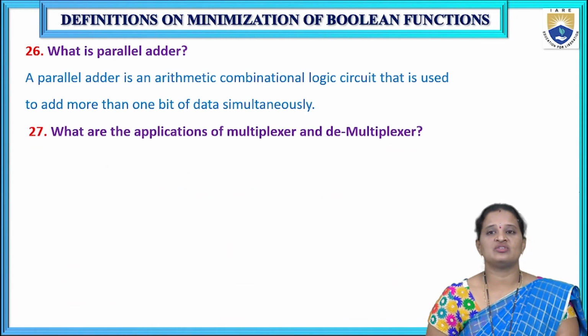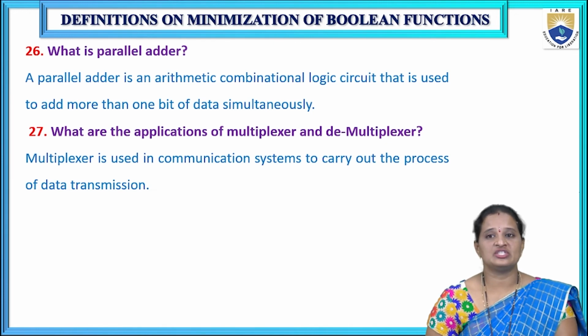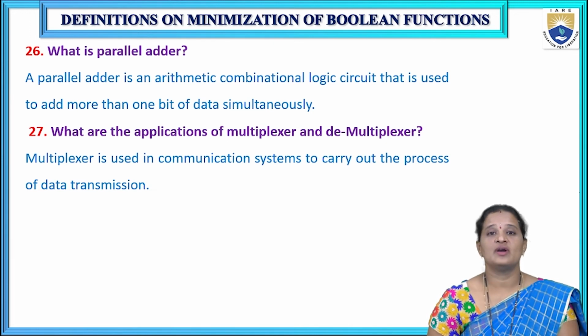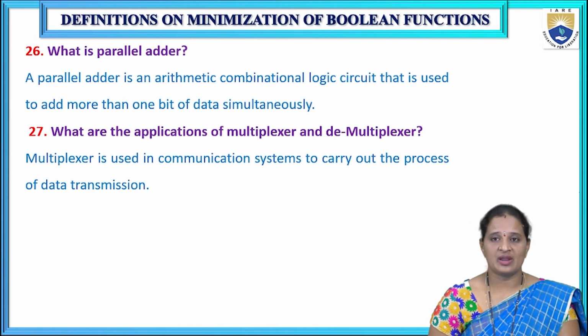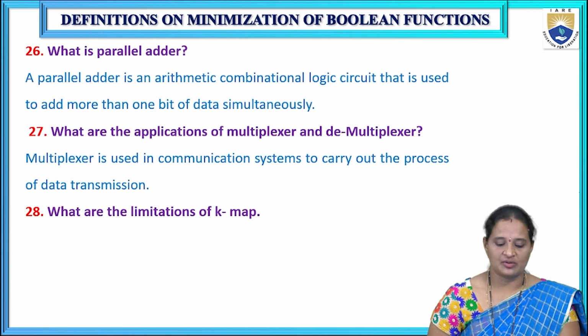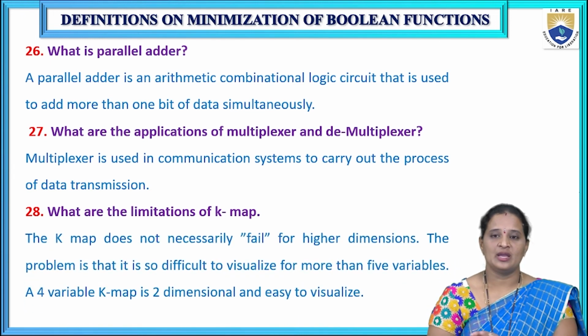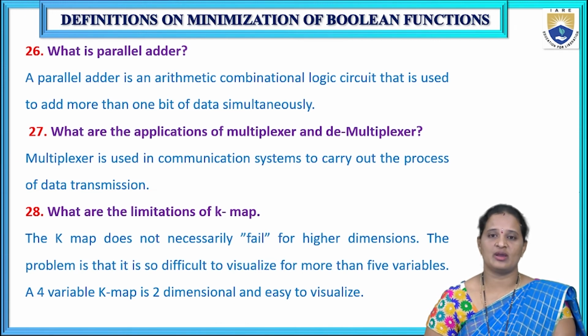What are the applications of multiplexers and demultiplexers? The multiplexers and demultiplexers are used in communication systems to carry out the process of data transmission. So, majorly we can find the application for multiplexers and demultiplexers in communication in order to carry out data transmission. What are the limitations of K-map? So, as we have limitations with the K-map, we go for another method, that is the Quine-McCluskey method.